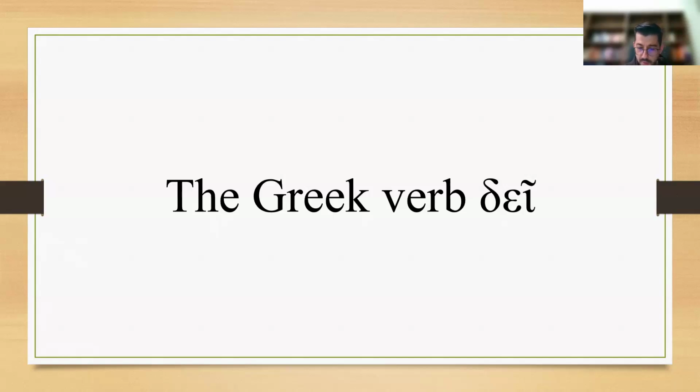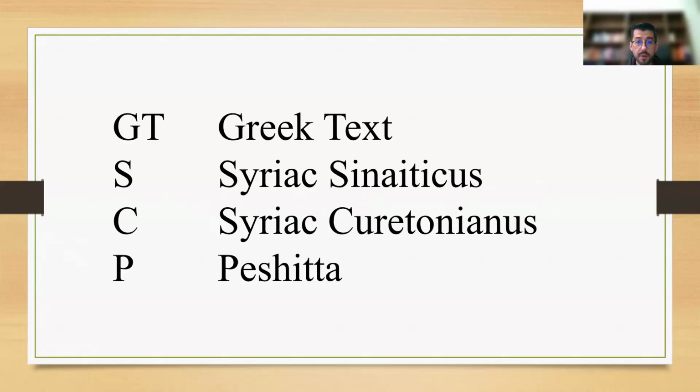In my presentation, I will briefly focus on the presentation of the verb Dei in John's Gospel in ancient Syriac versions, namely in the Old Syriac, in the Peshitta, and in the Harclean version. The following abbreviations will be used throughout the presentation: GT Greek text, S Syriac Sinaiticus, C Syriac Curetonianus, and P Peshitta. The text of the Old Syriac has not been completely preserved. If the text of a particular biblical passage has not survived, I will indicate this using the word vacat.